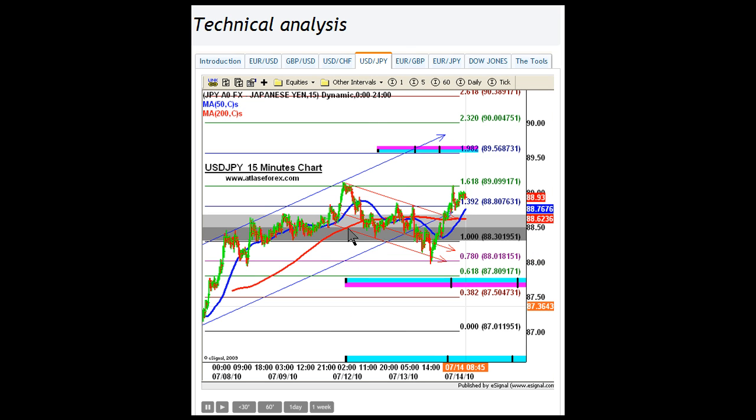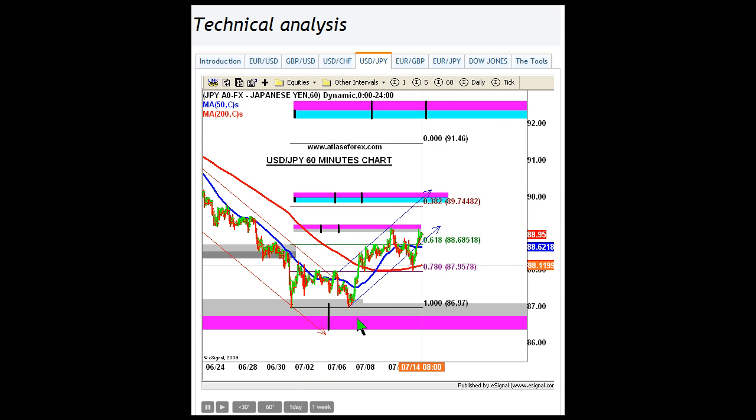Dollar yen, 168 Fibonacci, second time on the 15-minute chart. The moving average crossing from below, out of this channel that was created when we designed it yesterday. Next target is the 1982 Fibonacci, 89.56. If we continue, 90. Let's see it higher. Here we go.